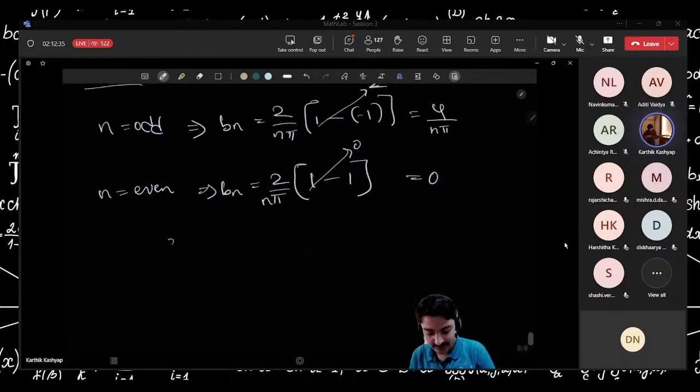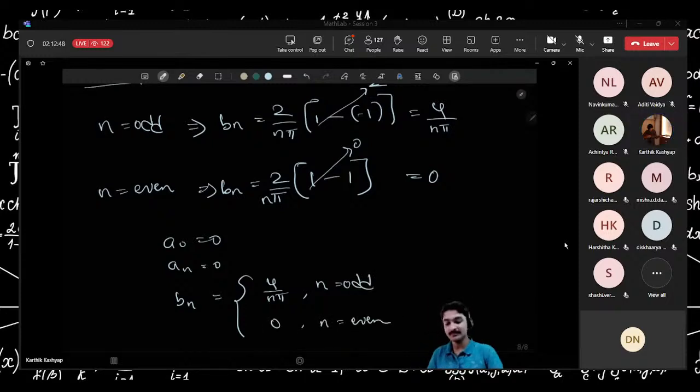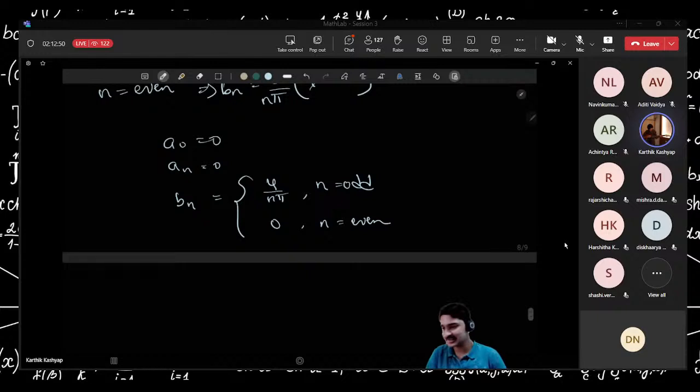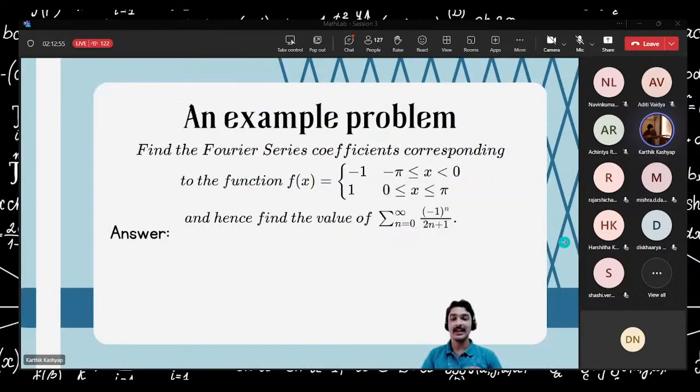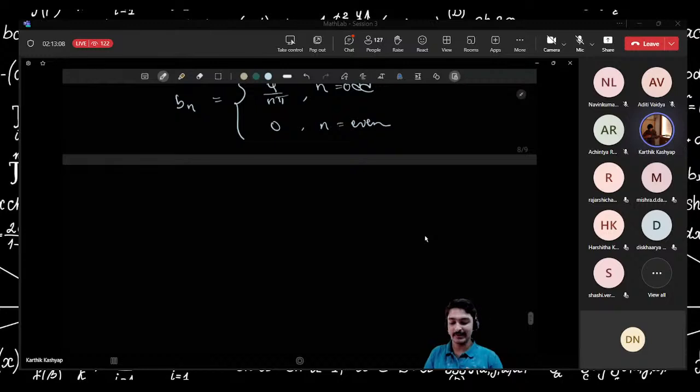So writing this, we get a0 equal to 0, sorry, an equal to 0, and then bn is equal to piecewise 4 by n pi when n is odd and 0 when n is even. So these are the Fourier series coefficients. We have successfully gotten the first part of the question. Now the second part of the question, they have asked us to find this summation n is equal to 0 to infinity of minus 1 power n by 2n plus 1. So let's try to find that using this Fourier series. Because they haven't mentioned anything, we should assume that we can obtain it from this Fourier series.